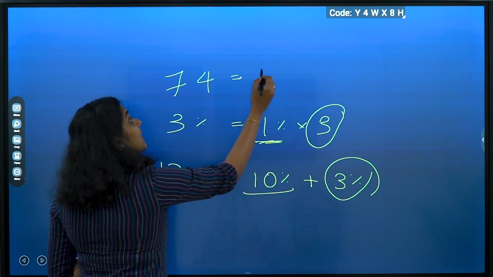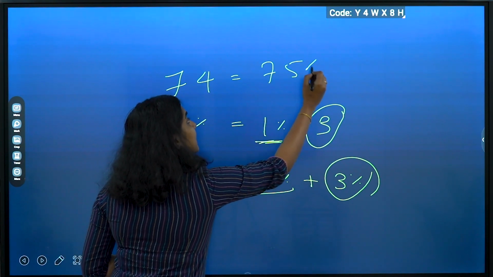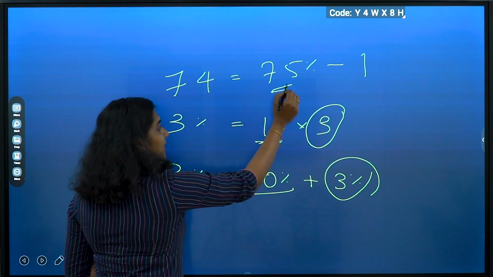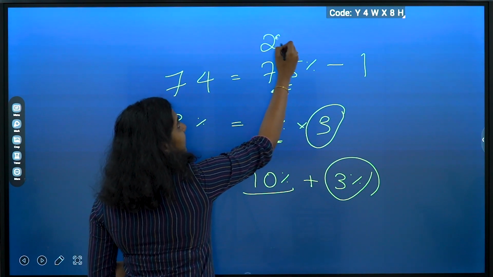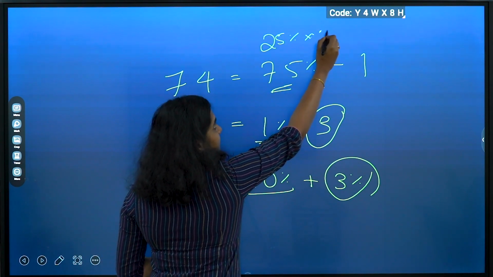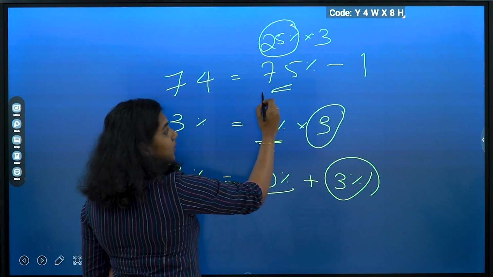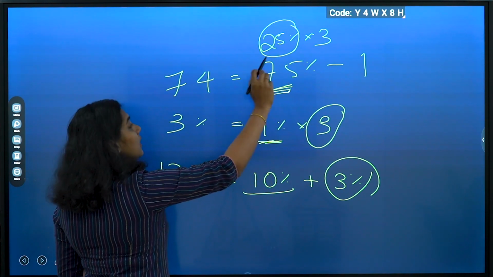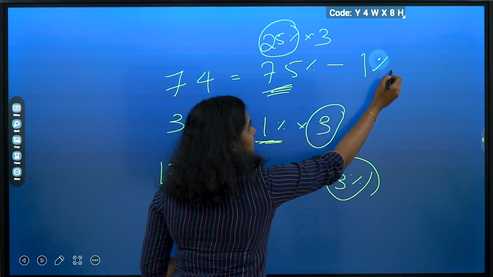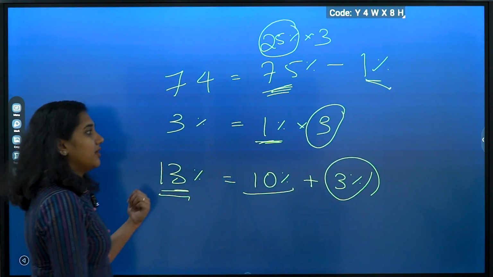74 means 75% minus 1. So 75% means 25% into 3. You can find out 25% easily, so you can find out 75% also. Then do minus 1%. Then you will get 74%.